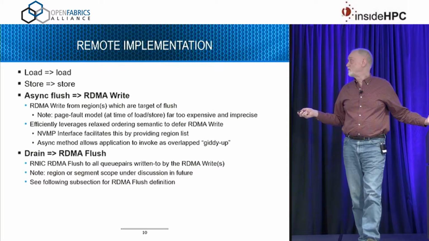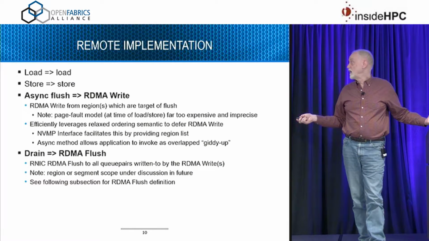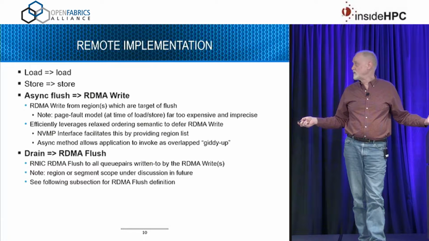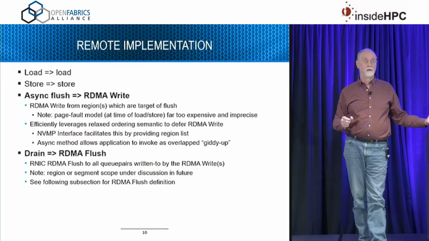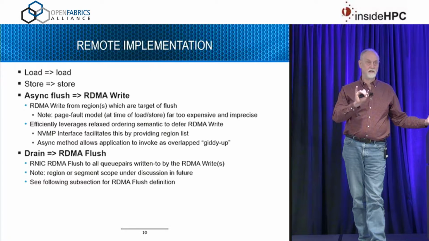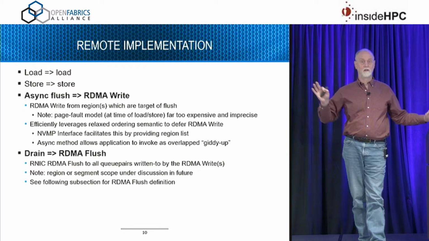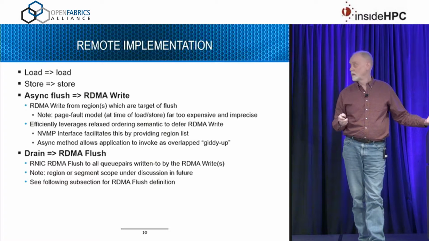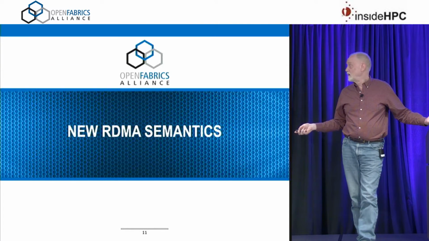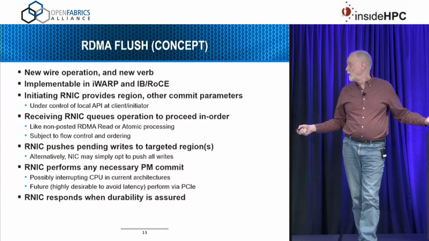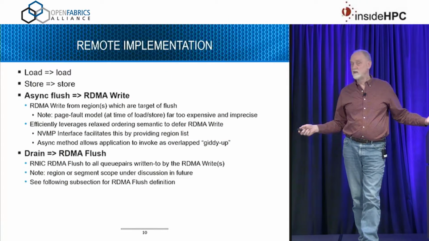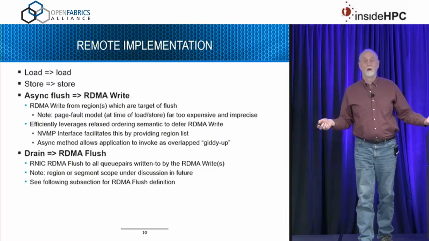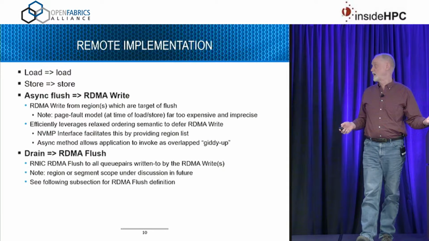So basically, we defer the writes until the application calls flush. You might say, why don't we just do it at load and store time? There are 2 big problems. The first is efficiency, taking a trap, and second is precision. You can only take a fault on a whole page. You might only want to move a very small amount of data. Drain, whoopsie, wrong button. Drain, in turn, turns into an RDMA flush. And that RDMA flush is what I'm going to talk about next.